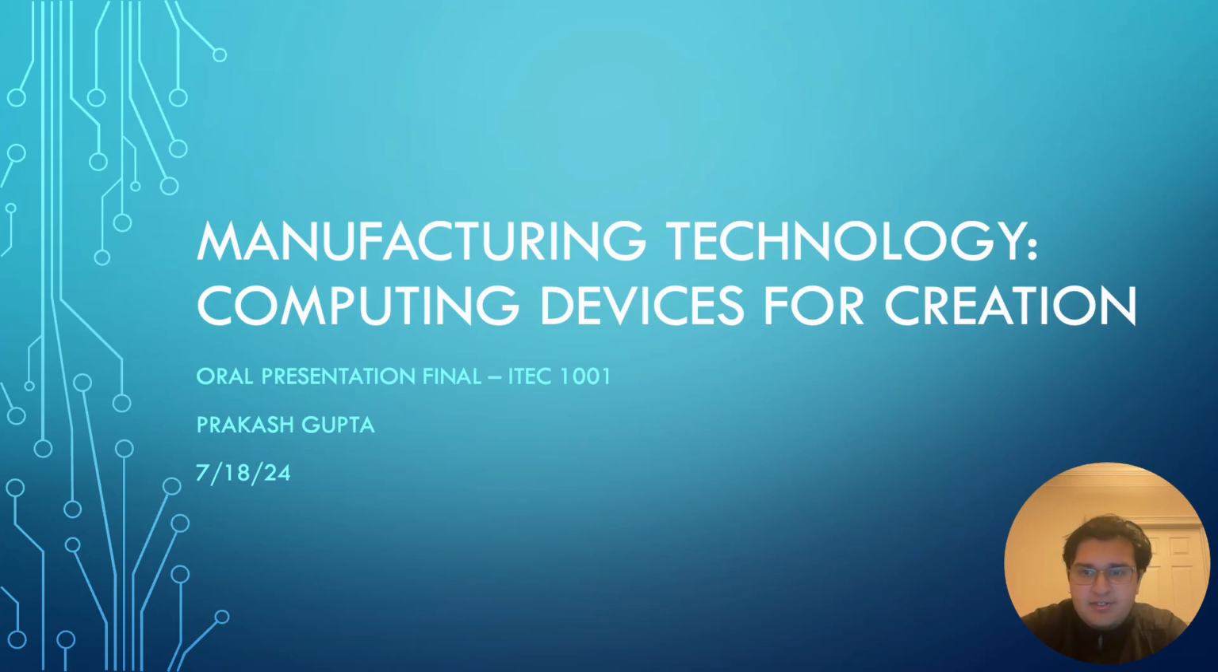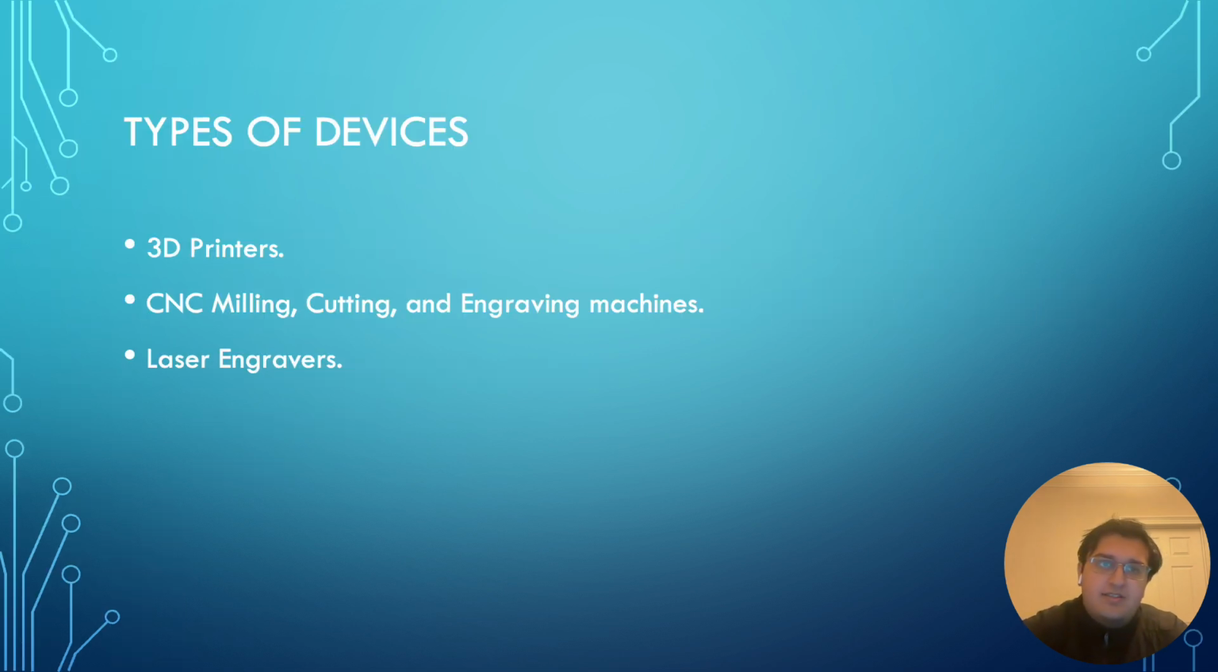Hi, my name is Prakash Gupta, and for my oral presentation, I'm going to tell y'all a little bit about manufacturing technology, computing devices for creation. In this presentation, we're going to discuss three different types of device: 3D printers, CNC machines, and laser engravers. These are all different manufacturing processes and devices.